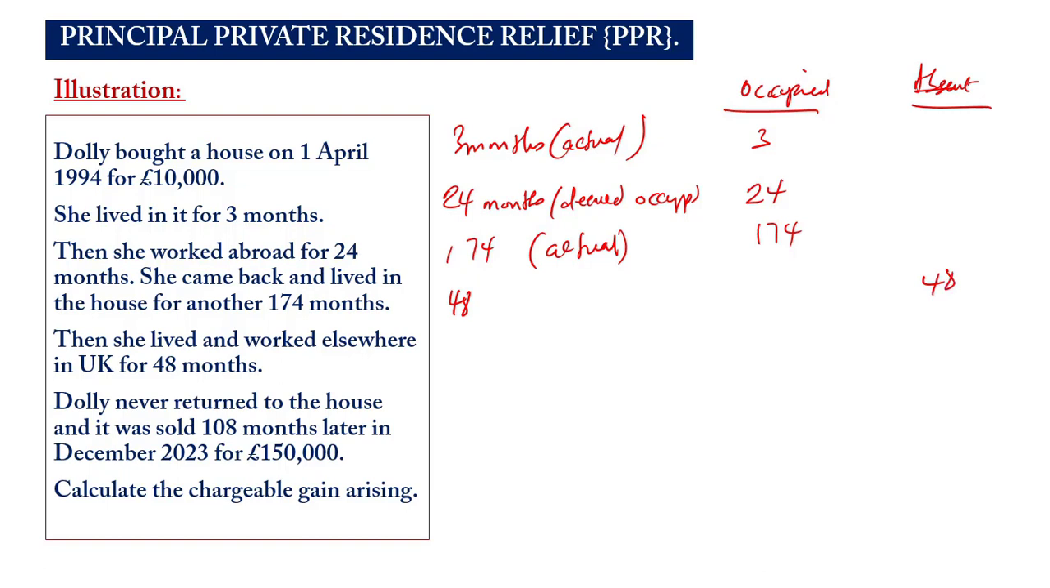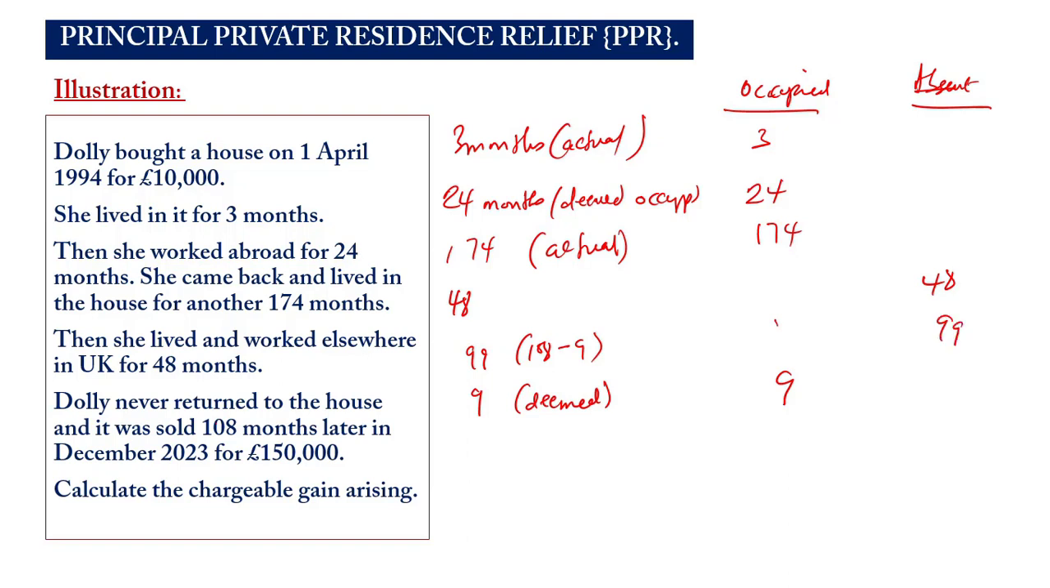And we're told that she never returned to live in the house and it was sold 108 months later in December for £150,000. Now, this 108 months, we know that 9 months served as the last period before the sale. So the last 9 months prior to the sale, whether occupied or not, is deemed as occupied. So this 9 months will be deemed occupation. We put the 9 months here. So now the 108 less the 9 months that has been taken out is going to give us 99. That will also be absent.